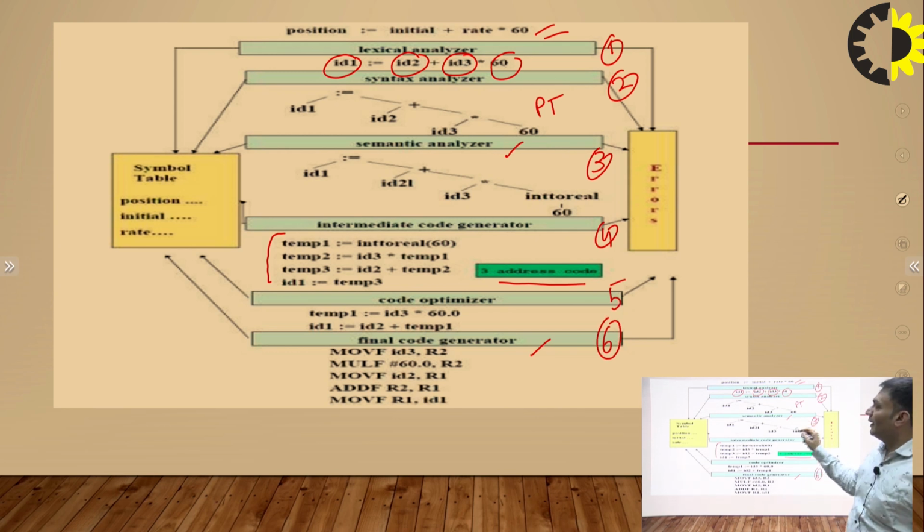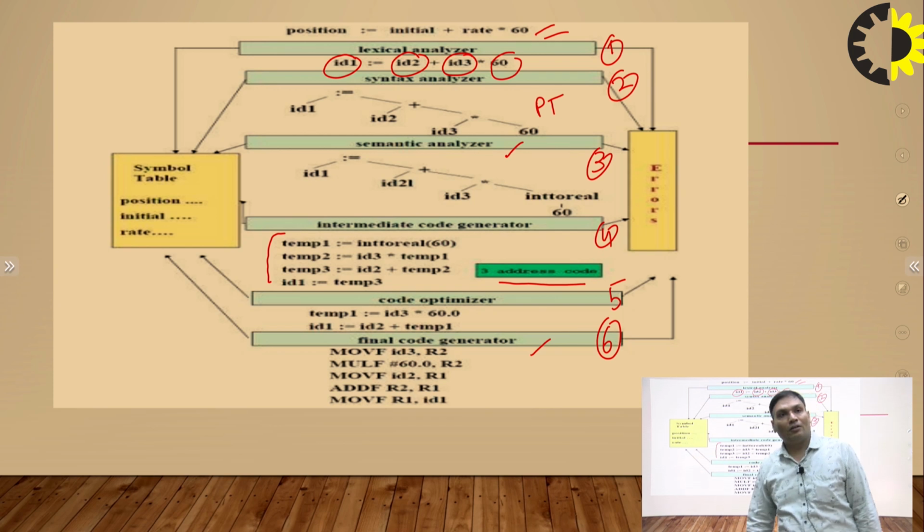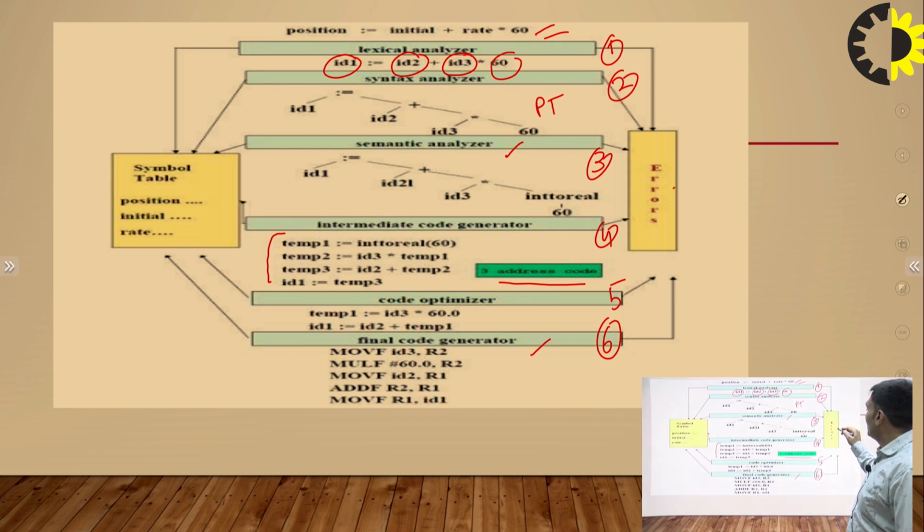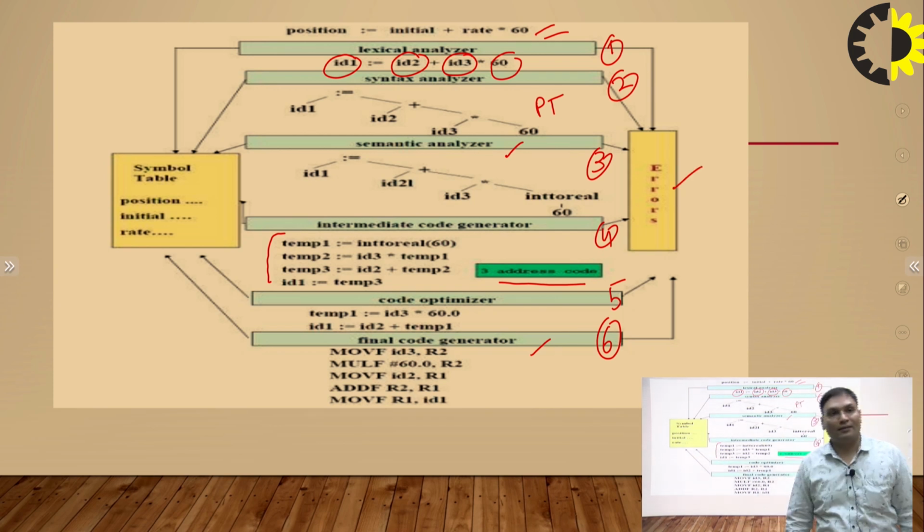All the phases access the symbol table, and all the phases access the error handler. If there is an error, then it will display an error. If some data structure is required, then it will access the symbol table.